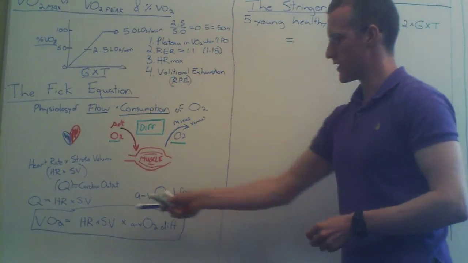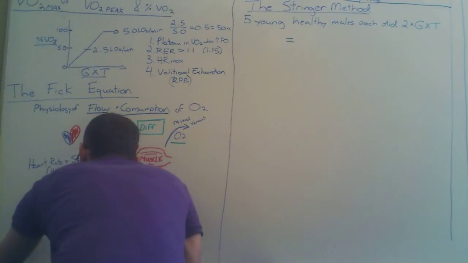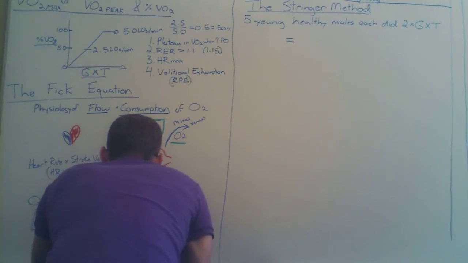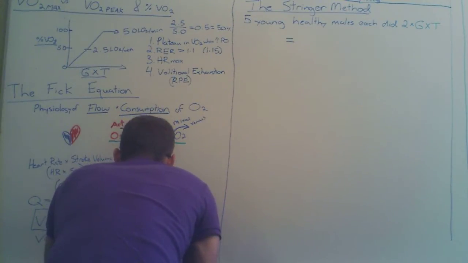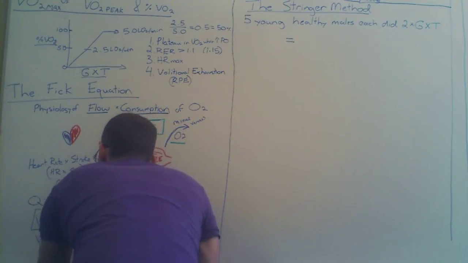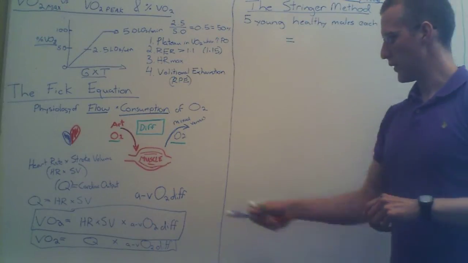If you want to summarize heart rate and stroke volume, it can be rewritten as VO2 equals Q times A minus VO2 difference. And we'll see how to solve that with the Stringer equation in a minute.